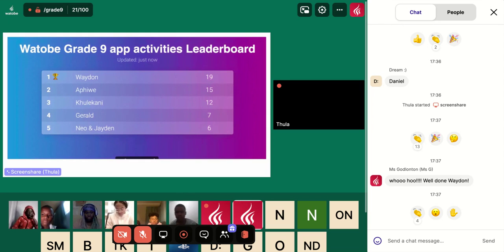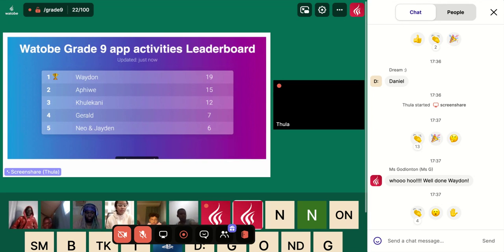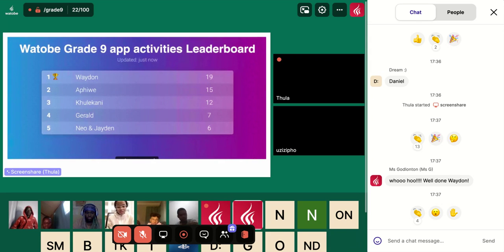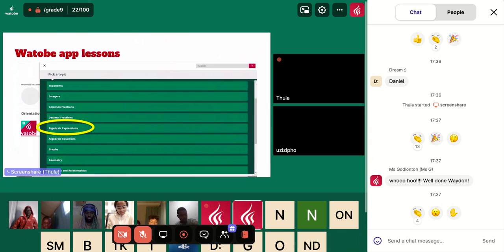So I can just have a look at this again. Congratulations once again to all these guys, Waden, Apiwe, Kolegani, Gerald, Neo, and Jaden. I'm sure others also did some activities, but right now we're just doing the top 5. And so just try for the next week to increase the number of activities you're trying. And of course, that's going to be directly linked to your understanding of the content.